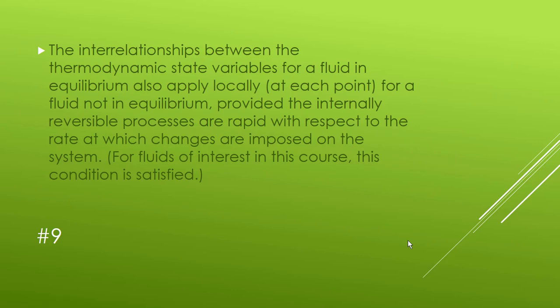Next, the interrelationships between the thermodynamic state variables for a fluid in equilibrium also apply locally, so at any particular point in a fluid that isn't in equilibrium, provided that the internally reversible processes are rapid with respect to the rate at which changes are imposed on the system. This means that we can look at the macroscopic level and not have to worry about the details of the microscopic level to get an adequate description of our process. For the fluids of interest in this course, this condition will be satisfied.